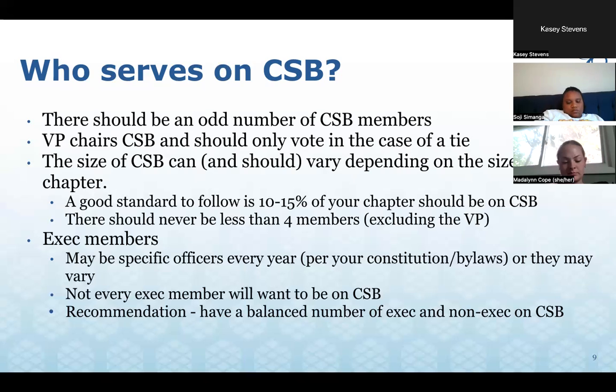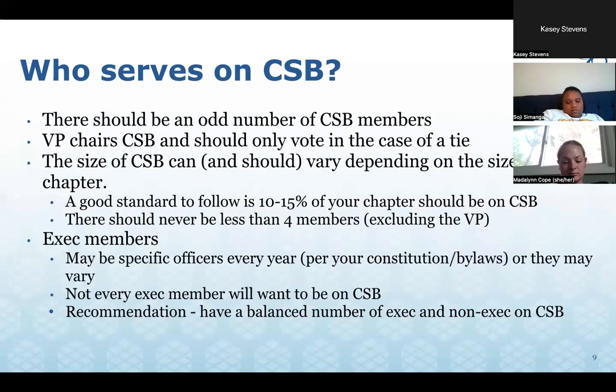Recommendation is to have a balanced number of exec and non-exec members. So like I mentioned before, 3 and 3 might be a good balance, or 2 and 3. It just kind of depends on what you feel works for you. And if you find that something's not working, change it.